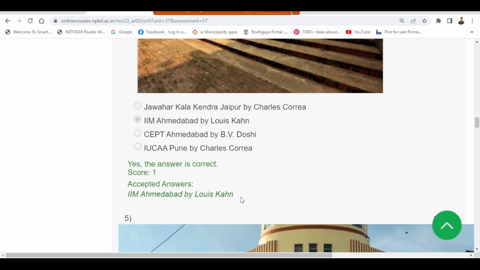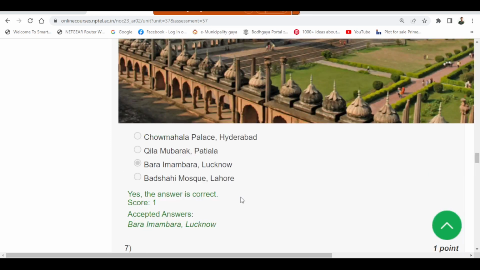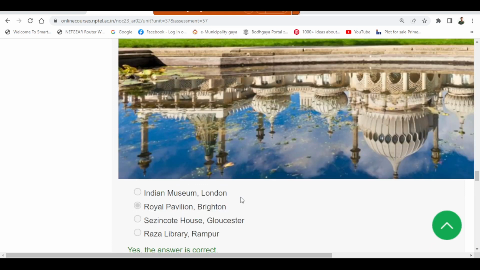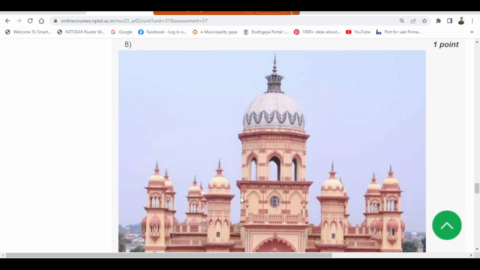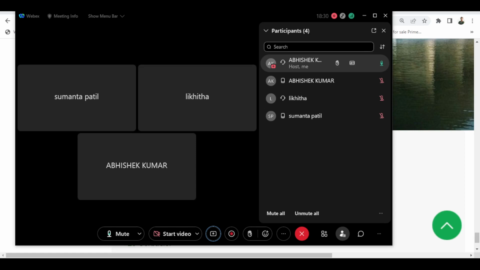Then the fifth one is again, I guess, the Art Deco one. This is Bara Imambara in Lucknow. Royal Pavilion of Brighton. Eighth is, I think, the Raja Library of Rampur. This is Rashtrapati Bhavan at New Delhi, built by Edwin Lutyens. Built means designed by Edwin Lutyens. And this is the Secretariat at Chandigarh, right? Are you all listening?